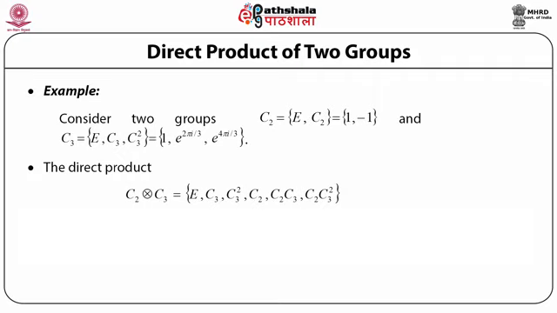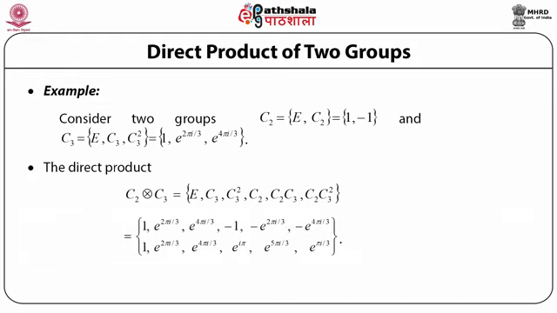One can work out that the elements are: E is 1, C3 is e to the power 2 pi i by 3, C3 square is e to the power 4 pi i by 3, C2 is minus 1, C2 C3 is minus e to the power 2 pi i by 3, C2 C3 square is minus e to the power 4 pi i by 3, which can be rewritten as 1, e to the power 2 pi i by 3, e to the power 4 pi i by 3, e to the power pi i, e to the power 5 pi i by 3, e to the power pi i by 3.